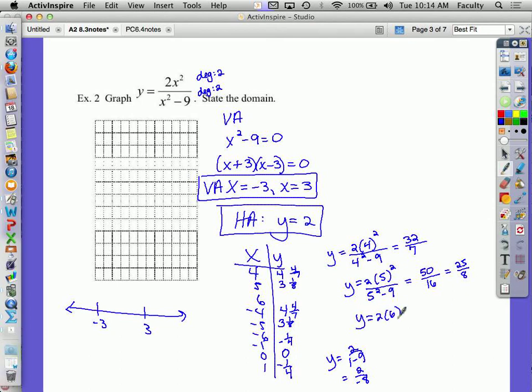2 times 6 squared over 6 squared minus 9. And you guys, this is really good mental work without the calculator. 36 times 2 is 72. 36 minus 9, isn't that 27? 9 goes into both of those. 9 times 8 is 72. 9 times 3, so that's what, 2 and 2/3.